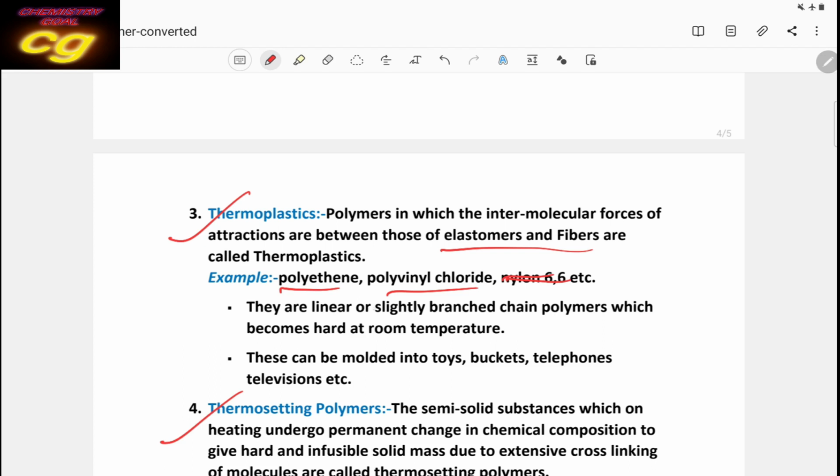Polythene and PVC are linear or slightly branched chain polymers. They are hard at room temperature, but on heating they become soft. They can be easily molded. This is very important. Molding is possible. So these are called thermoplastic polymers. Examples: polythene, PVC.